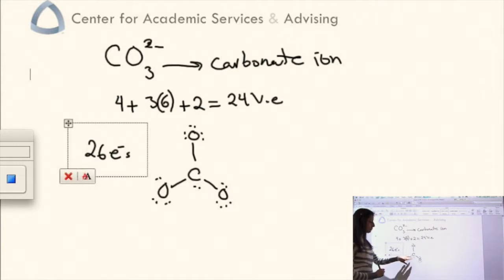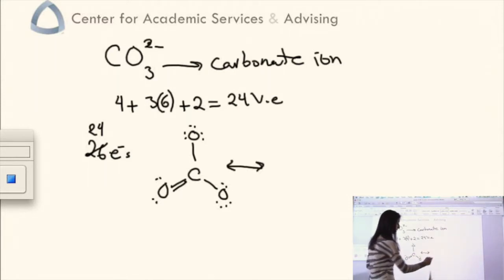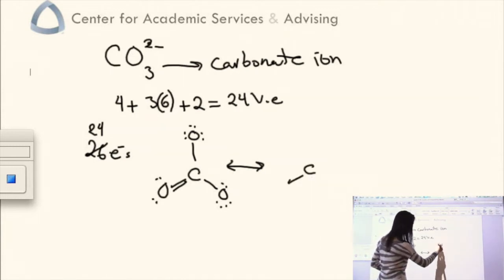This tells us that we need to form a double bond. The way you do a double bond is you take away a lone pair from the central atom and a lone pair from one of your oxygens. We could have done any of these, so that doesn't matter. Then you draw the double bond, and that double bond is 4 electrons. If you count it now, we'll have 24 electrons, which is what we're supposed to have. We could have also put that double bond right there or right there, and that gives rise to our resonance structures.